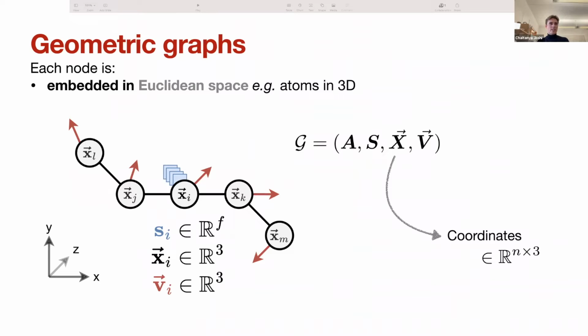The difference in the geometric setting is that our graph is now embedded in some sort of ambient background space.